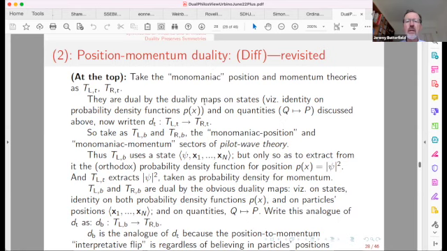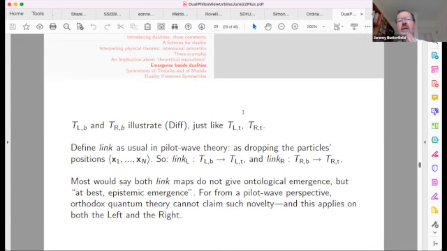And the point is that the duality map is really regardless of whether or not you believe in particle positions in the manner of the pilot wave theory. And this link would be simply dropping the particles' positions. And most people would say this is not ontological emergence. This is epistemic emergence. If you advocate the pilot wave, you do not believe that orthodox quantum theory can claim such kind of novelty as the word ontological emergence suggests. And this, of course, applies on both the left, position quantities, and on the right, momentum quantities.